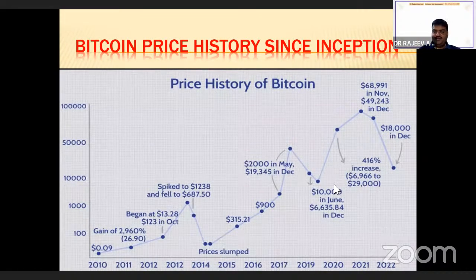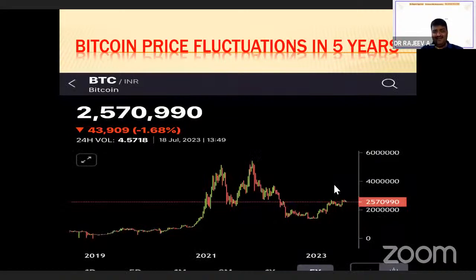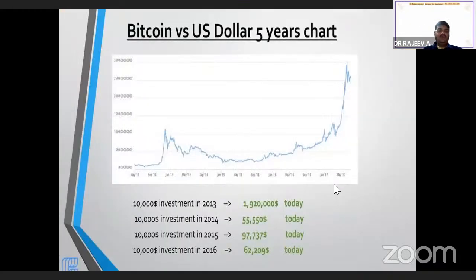In short, over the years, I've told. Bitcoin, this was somewhere around 18th of July. That time it was around 25 lakh rupees, amounting to around $28,000. Today it is around $26,000.